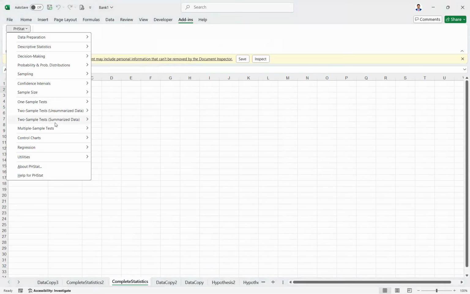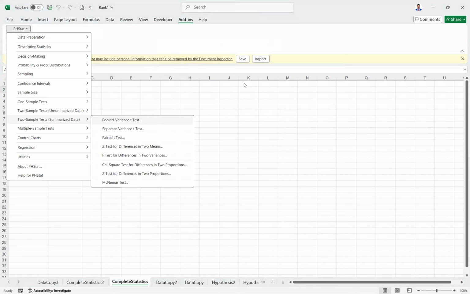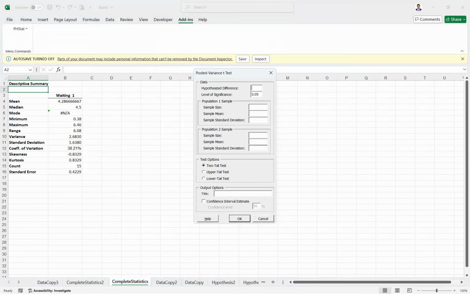So you are saying the pooled variance t-test on summarized data. This is how you do it. Hypothesis difference is 0. I'm doing it for the same sum. First sample size is 15. I took the descriptive summary of the sample. What is the sample mean? 4.2866. What is the sample standard deviation? 1.638. Sample 2 is here.